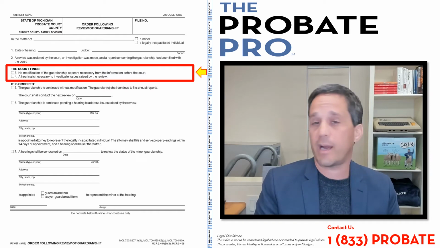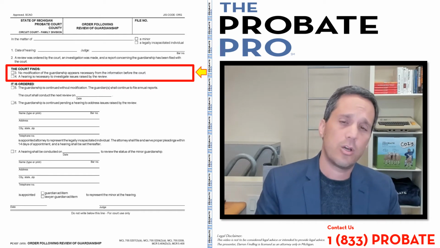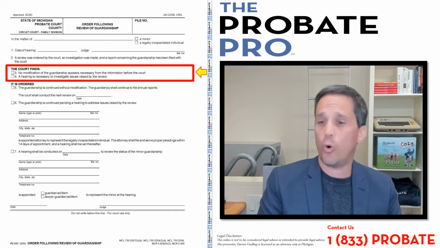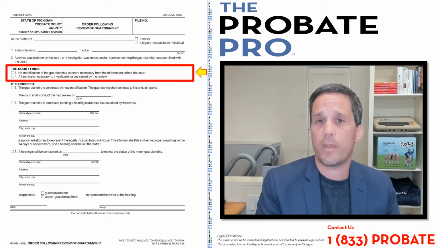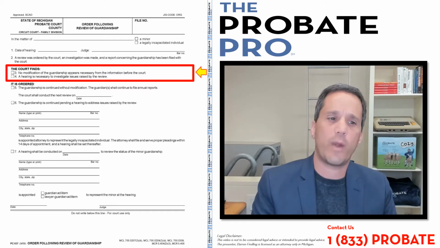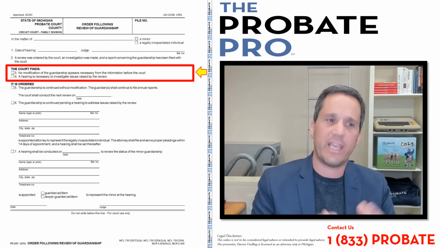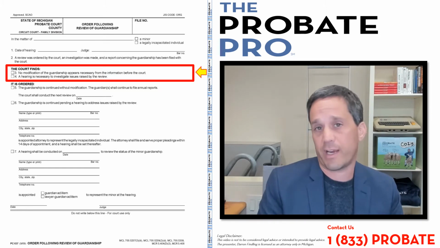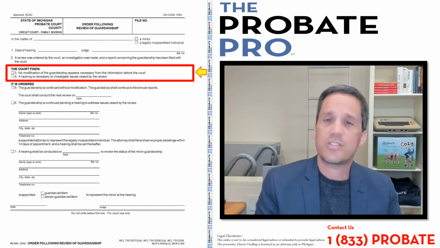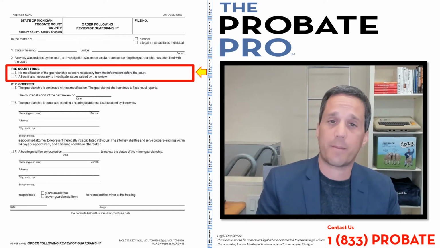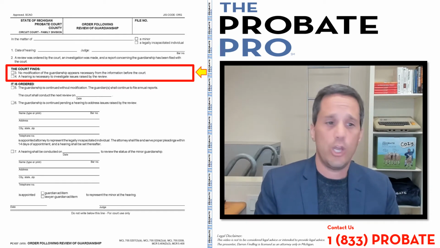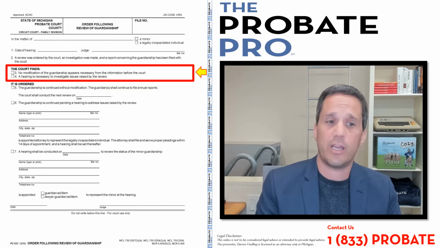Maybe the guardian has grown ill or has passed away, or can no longer perform the role. These are just some examples of where the court may make a finding in relation to a modification of a guardianship. Just an example. Subsection 4, paragraph 4, the little checkbox there, says a hearing is necessary to investigate the issues raised by the review.